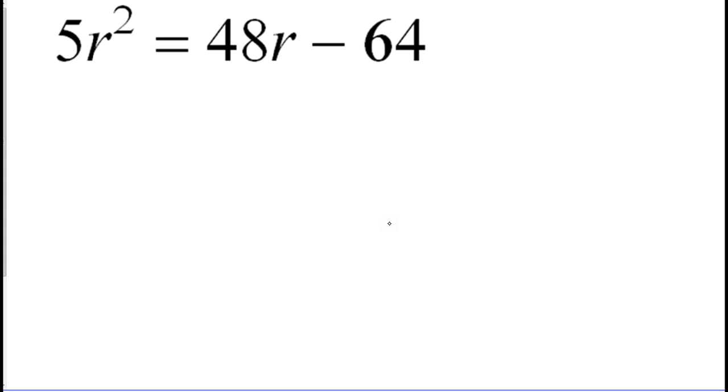So the first couple of days we were just factoring. We didn't have to do anything. There was no x equals, or in this case, r equals. You were literally just factoring them into two separate sets of parentheses. Today we actually have to take it a step further and solve.